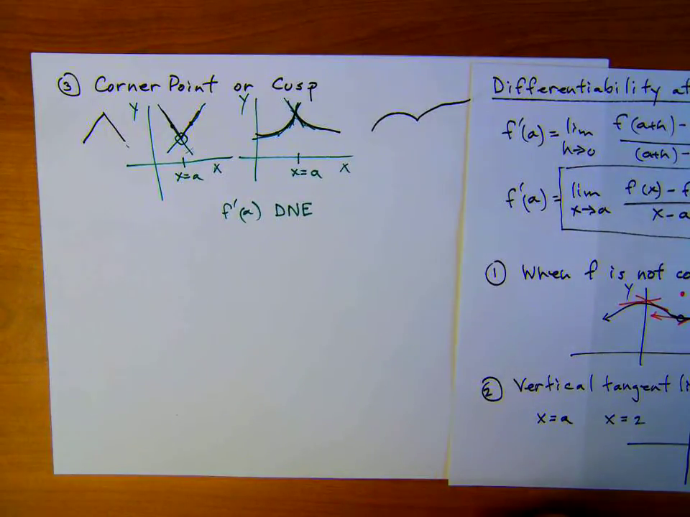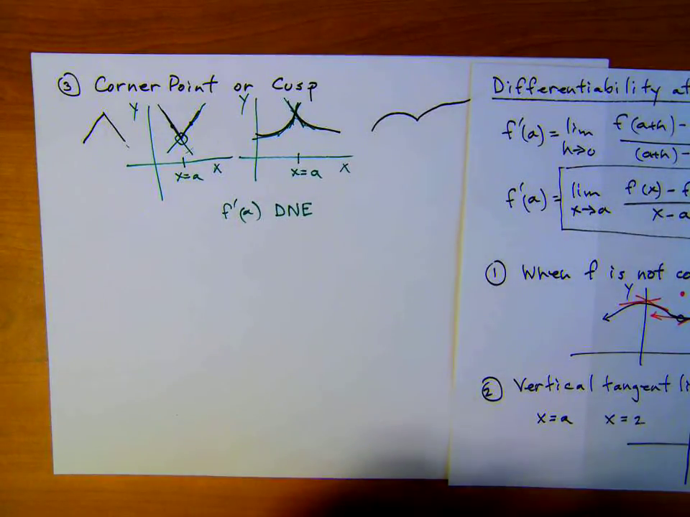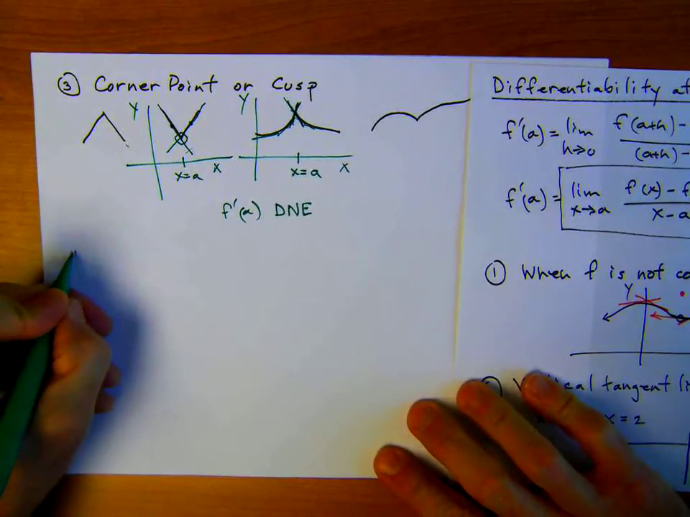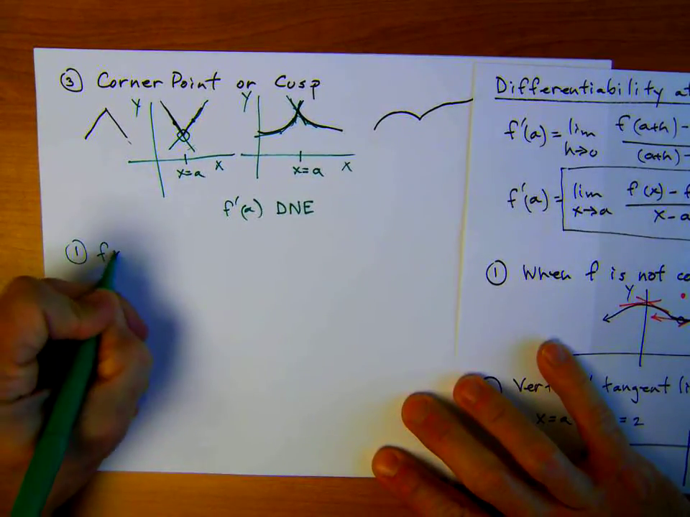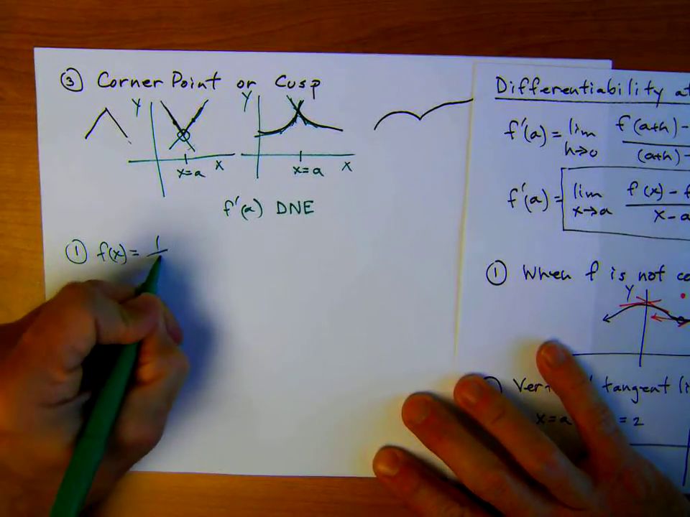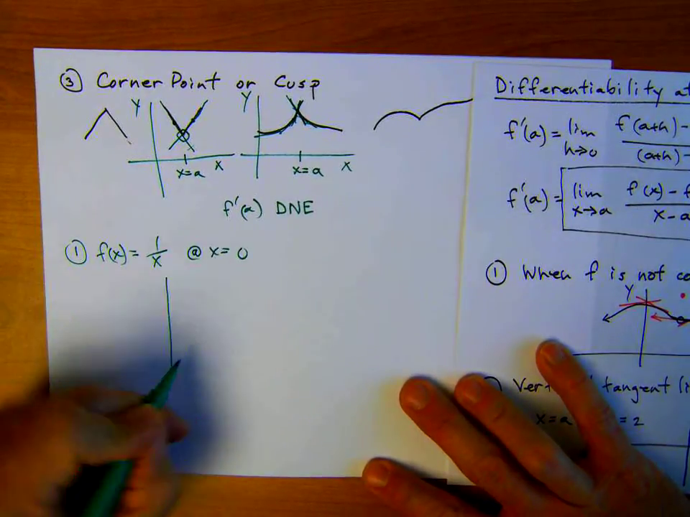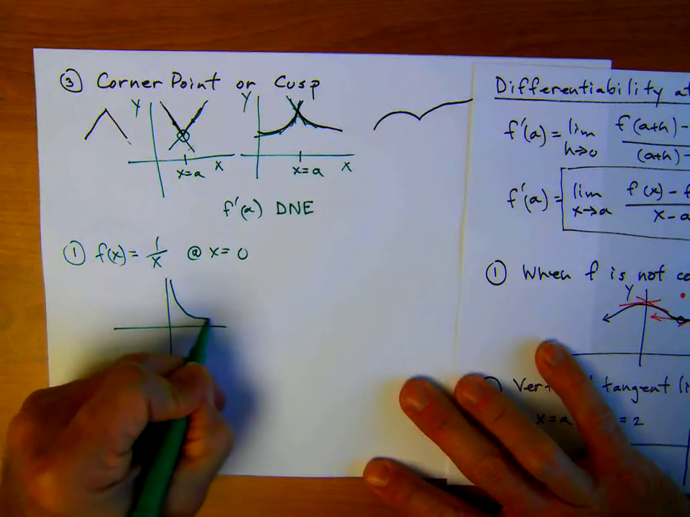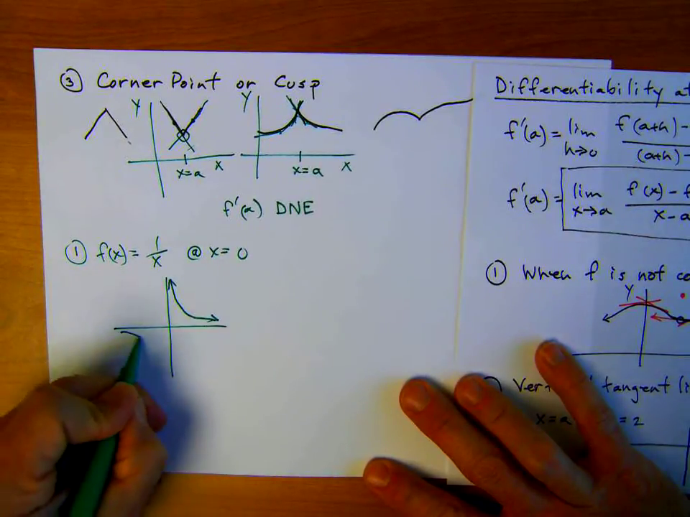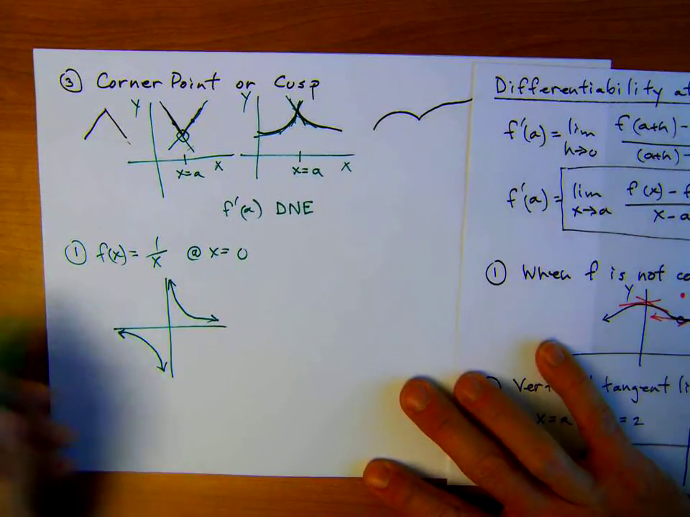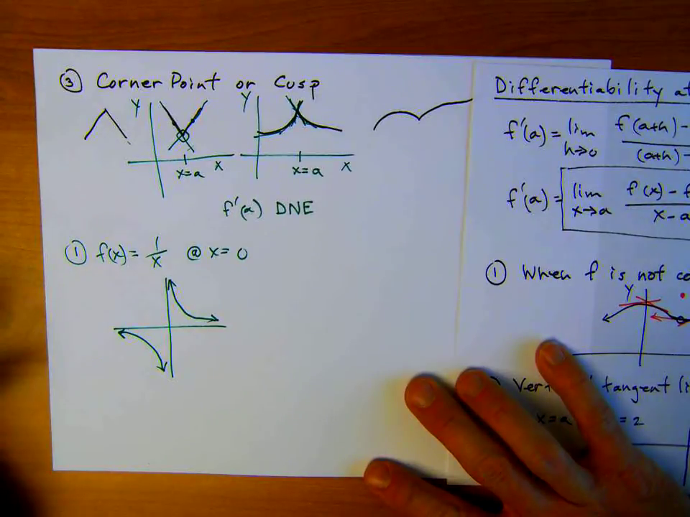So let's think about something like, for an example of 1, the function 1 over x at x equals 0. So quick sketch, we have this, right? So clearly the function is not continuous at 0. Why?